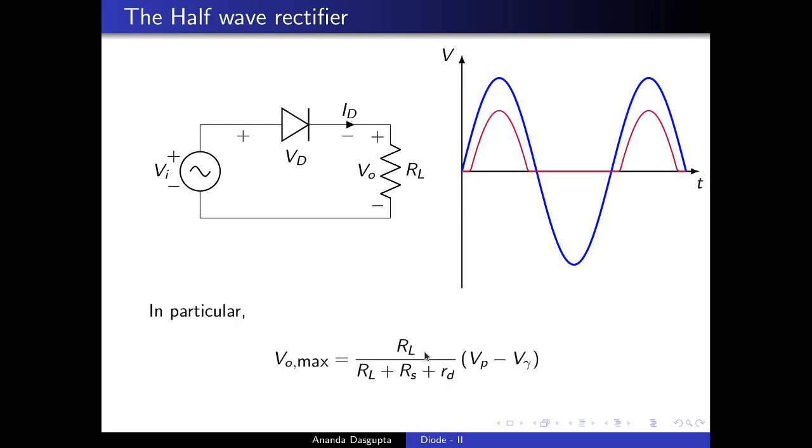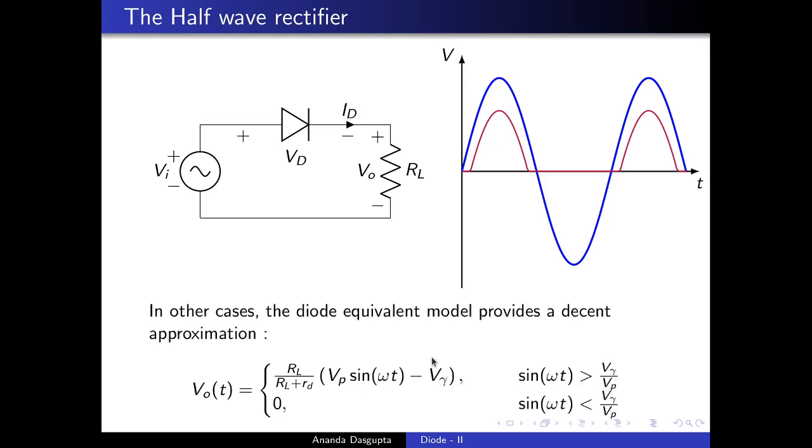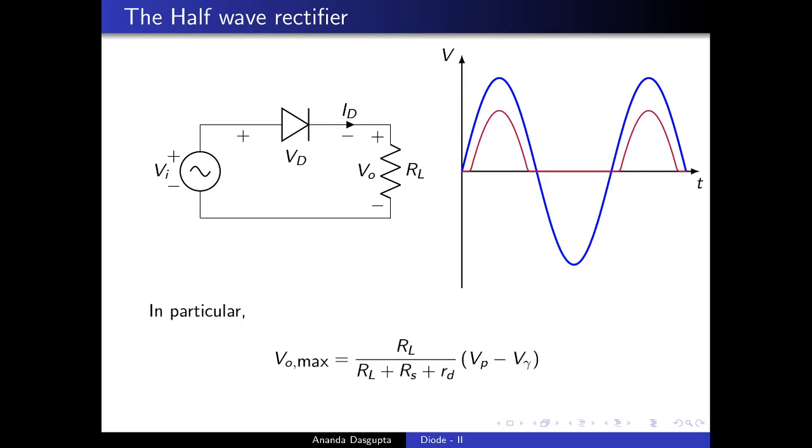And of course, otherwise it is 0. Now, as I pointed out again, the formula here would be RL by RL plus RD if we could ignore the source's resistance. If we cannot ignore the source's resistance, there should be a plus RS term as well here. And in most cases, RL can be pretty big compared to RD and RS.